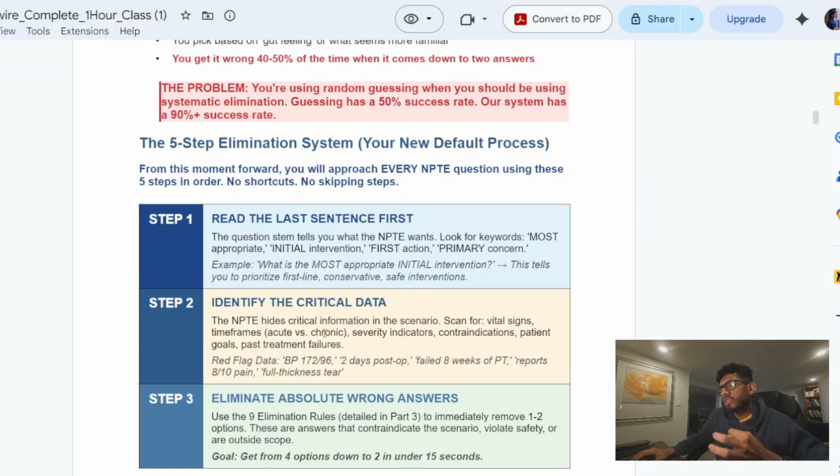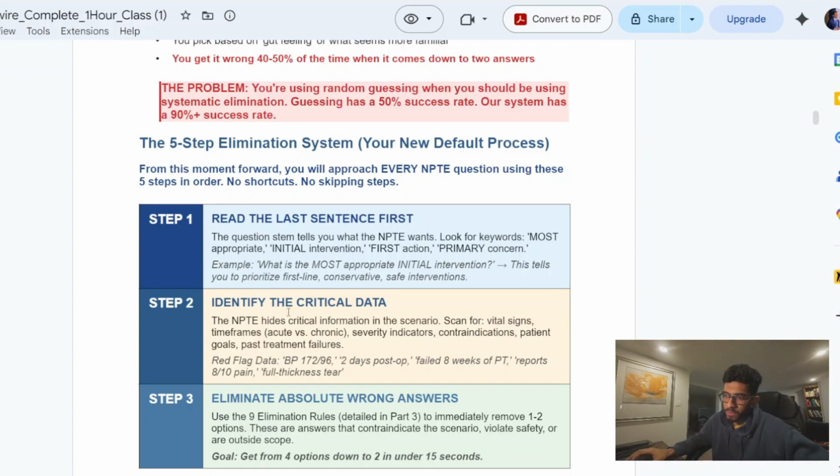And when you come to step 2 of the clinical reasoning or elimination process, you need to identify the critical data in it. So NPT tries to hide the critical information in a case scenario. It's your job to scan it and get what they are actually asking for. So you need to look into whether they are asking for vital signs, time frames, whether acute or chronic, or if the scenario doesn't give any idea of the severity of the issue, or if there are any contraindications, right? And patient's goals and past treatment failures.